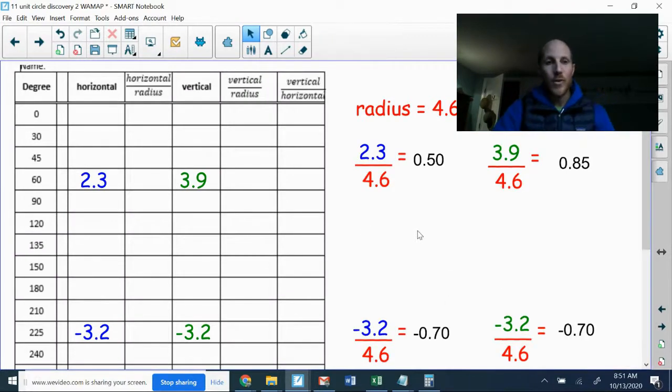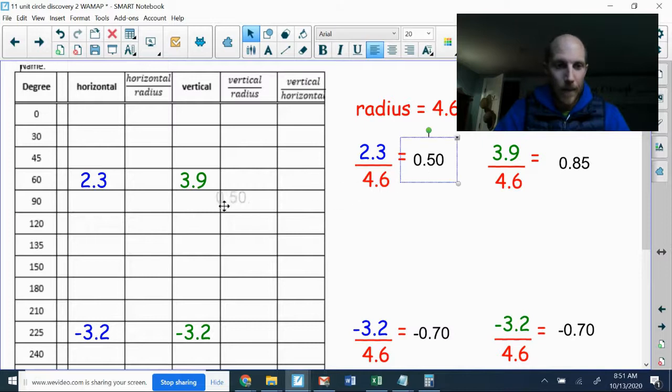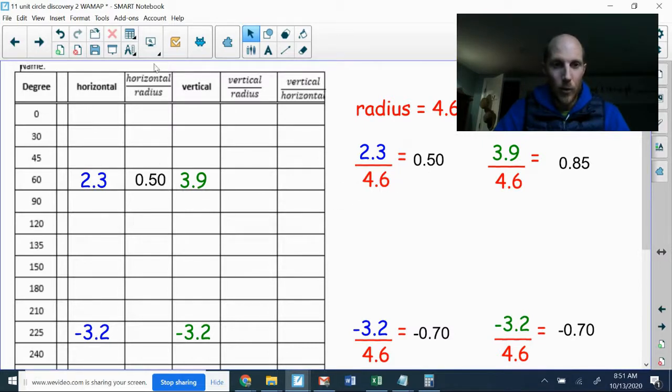Okay, so for each of these measurements, I'm going to divide by the radius. It'll be that same number every single time. So at 60 degrees, my horizontal was 2.3. Divide that by 4.6, and I got 0.50. That's going to come into the horizontal divided by radius column. 3.9 was my vertical measurement. I'm going to divide that by 4.6. That was the radius. Divide by 4.6 every single time. I got 0.85. That calculation is going to come into the vertical over radius column.